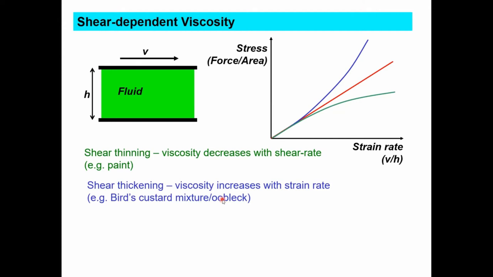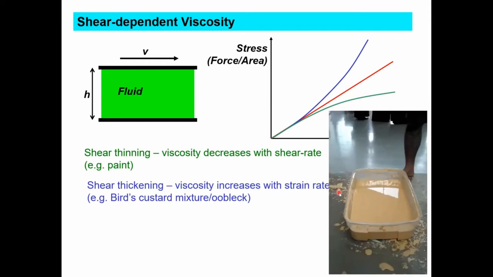There are fluids that do the opposite. There's a very famous case of what the Americans call oobleck, or we make it generally out of Bird's custard mixture, or you can do it with cornstarch, but basically it's a fluid that does the opposite behavior. So at low shear rates, it's quite fluid. But if you try and move it too quickly, then it becomes very rigid. It becomes almost solid-like.